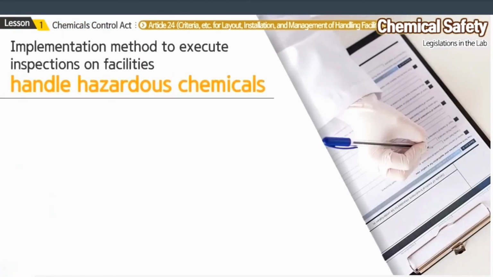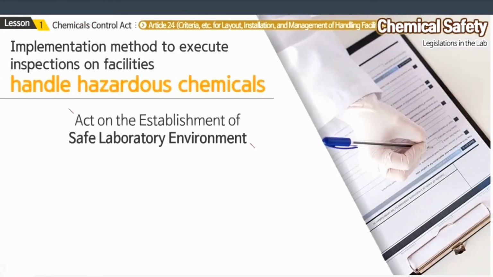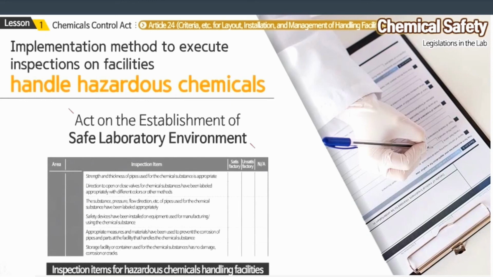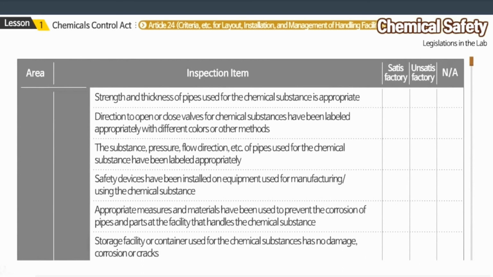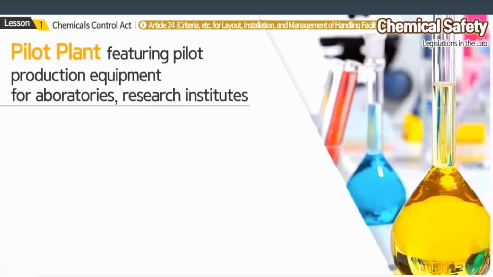Inspections on facilities that handle hazardous chemicals can be executed in compliance with the Act on the Establishment of Safe Laboratory Environment. Laboratories can incorporate the critical inspection items, total 21 items, stipulated in the Chemicals Control Act in the inspection items for hazardous chemicals handling facilities. In the Guideline on Laboratory Safety Diagnostics for Chemical Safety, this is to cooperate with relevant departments and prevent redundant inspections. Pilot plants feature pilot production equipment for laboratories or research institutes.